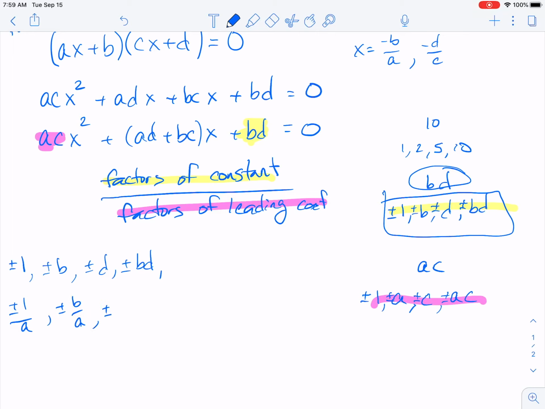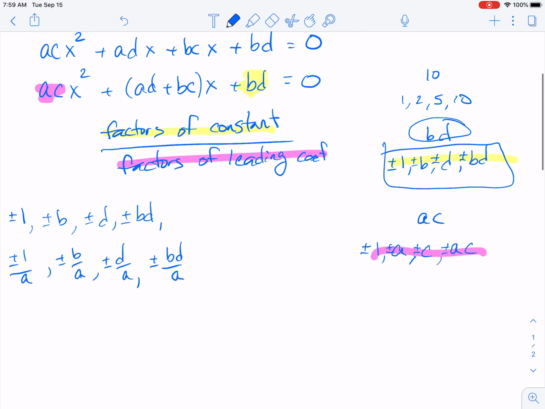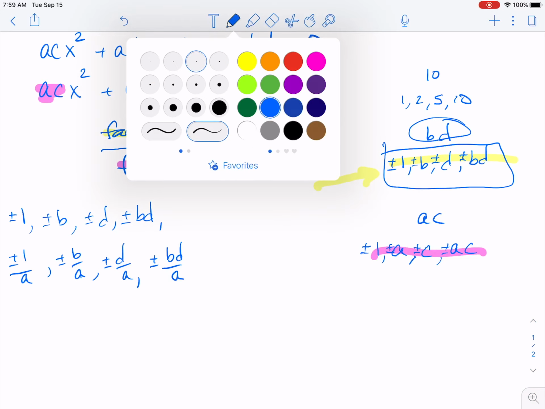I can have plus or minus D over A. And I can have plus or minus BD over A. I can also have, did you notice what I did? I'm working my way through this list right here and then dividing it by one of these at a time. So here we go. We're going to keep going.